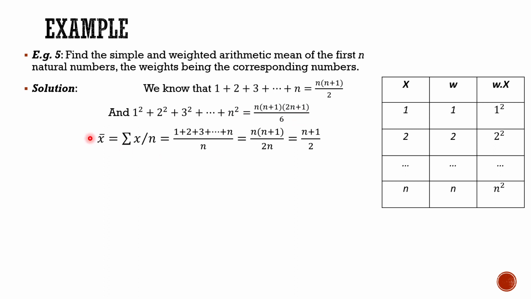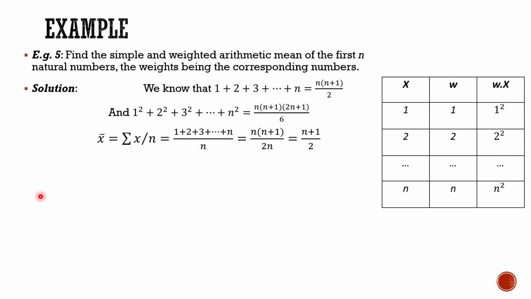So what we have to do is sum all x's and divide it by n, and for x bar, the simple mean can be calculated using this. So the sum of this, divided by n, because here are n observations. The sum will be n into n plus 1 divided by 2, and then again dividing it by n. So n will be cancelled out, and we get n plus 1 by 2. This is the simple mean.